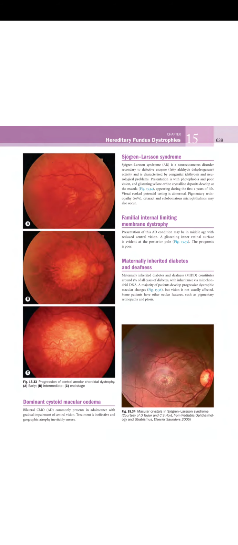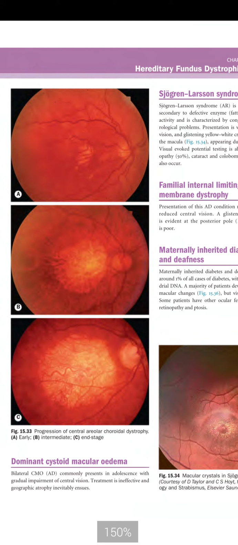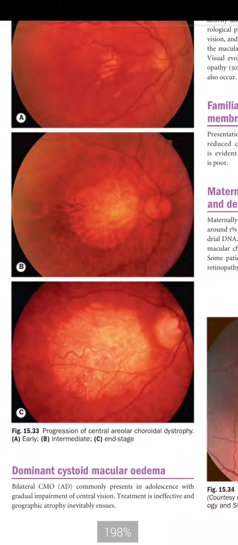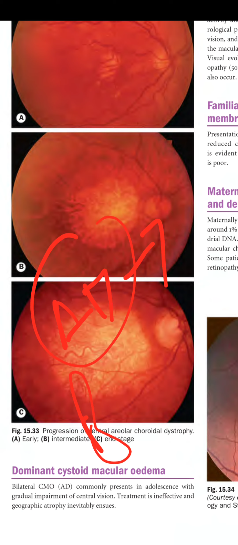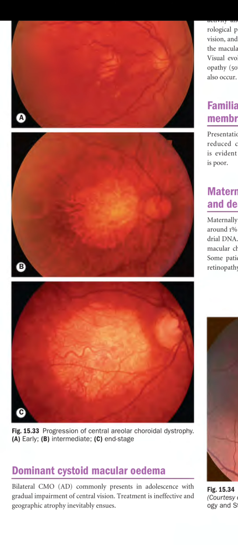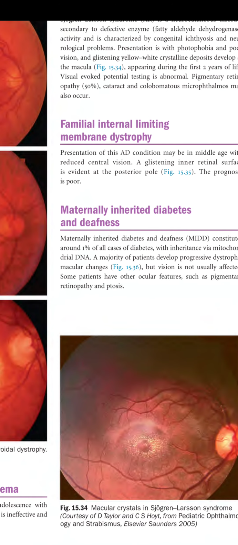Then there is dominant cystoid macular edema. Bilateral cystoid macular edema, autosomal dominant, commonly presents in adolescents with gradual impairment of central vision. Treatment is ineffective and geographic atrophy inevitably ensues. So it is an autosomal dominant condition in which there is a bilateral cystoid macular edema and no treatment is effective in these cases.